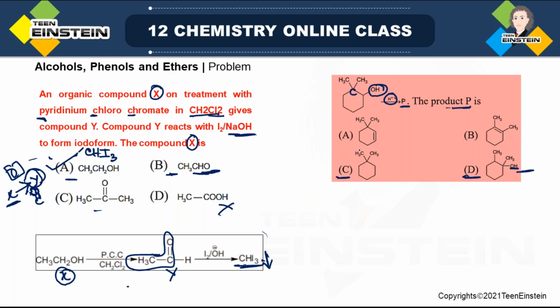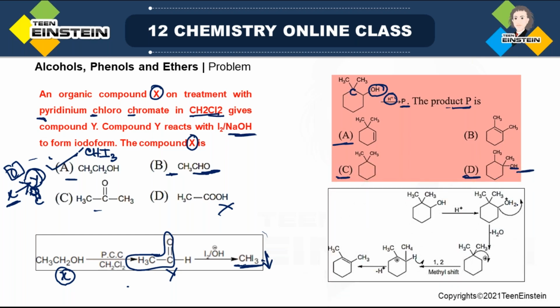Okay. Next, we are left with A and B. Among A and B, if you consider option A, the positions of the methyl groups are fixed. They are not changed. That means no rearrangement is there. But if you consider option B, there must be some rearrangement, and that is the reason one of the methyl groups is changing its position.